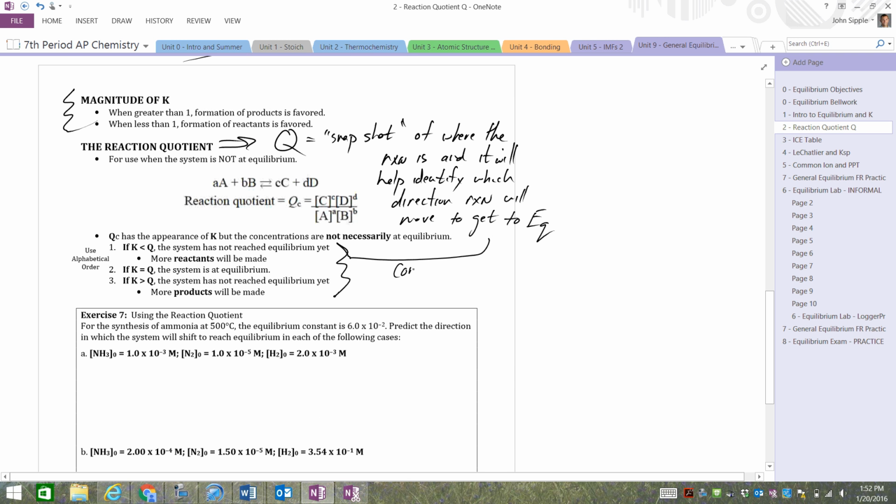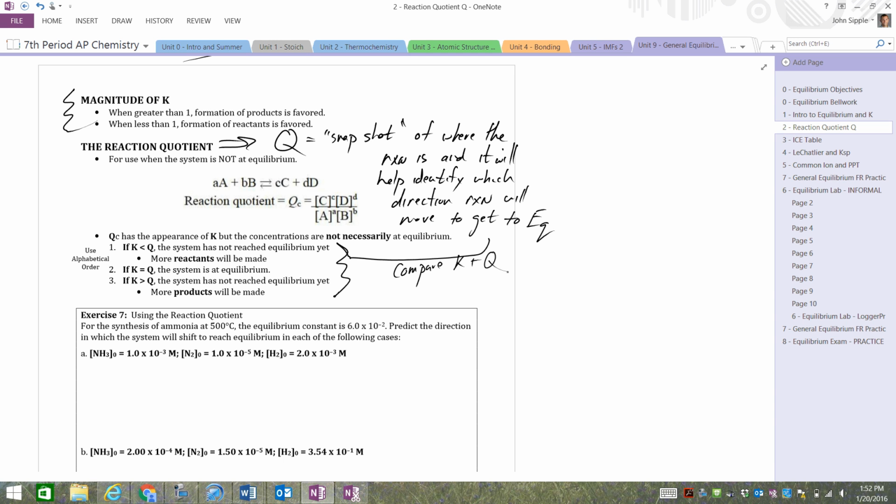All right, so we want to compare K and Q to one another. Q and K you calculate the same way. They're no different from one another. Just K is when we know it's at equilibrium. Q is we don't know. We have to calculate and figure out where it's at.